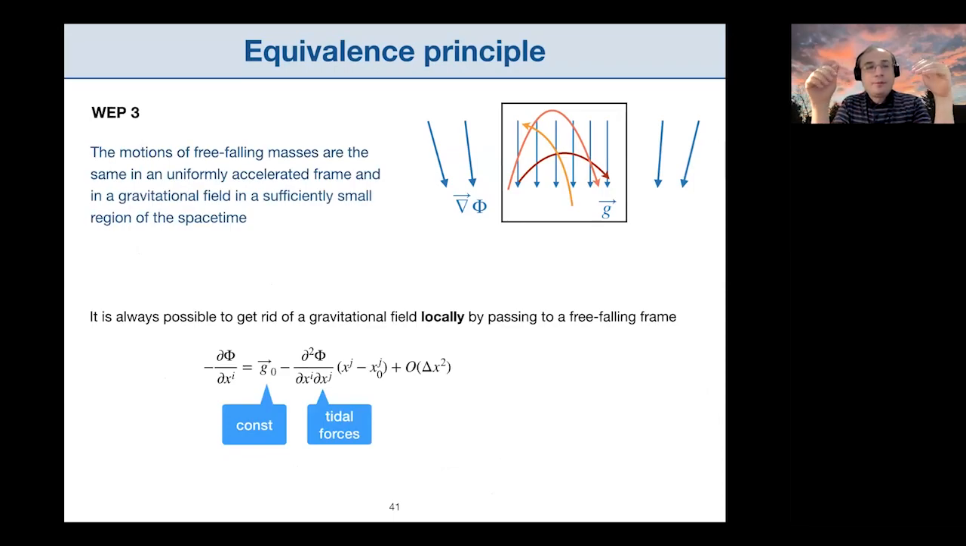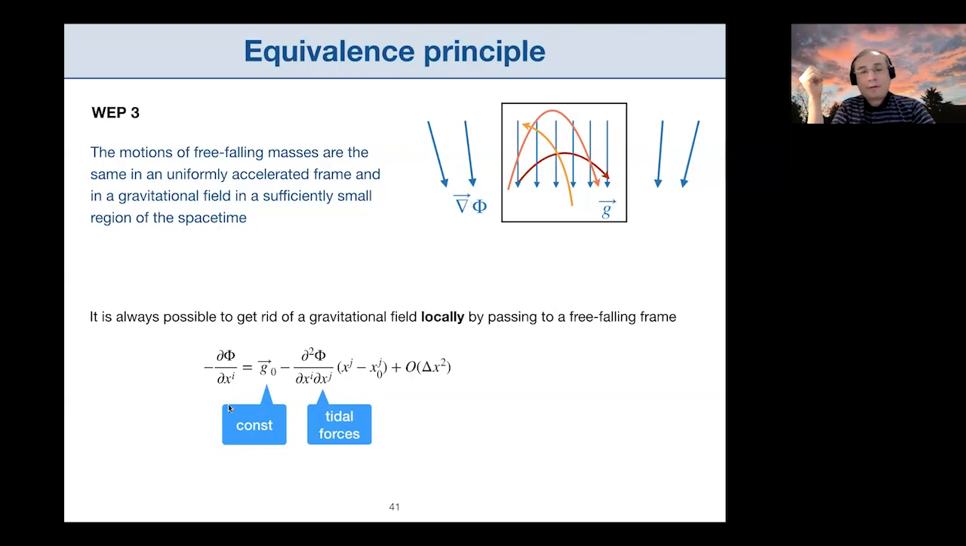The motions of free-falling masses are the same in a uniformly accelerated frame and in a gravitational field in a sufficiently small region of space-time. So if we take a small box within which the gravitational field is more or less constant, what we see is that everything behaves exactly in the same way as if we were without any gravitational field, but simply in an accelerating frame. The corollary is that you can always get rid of a gravitational field locally by passing to a free-falling frame.